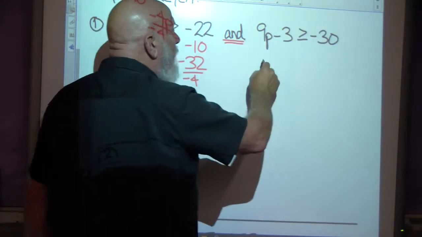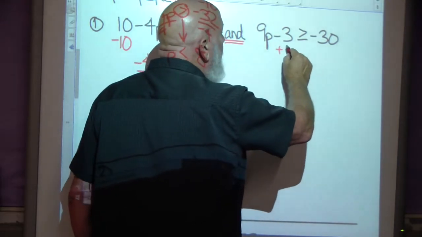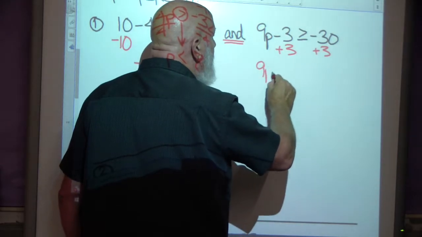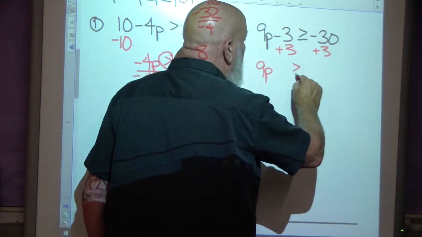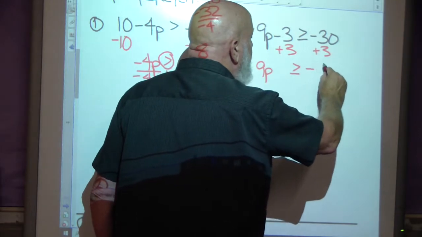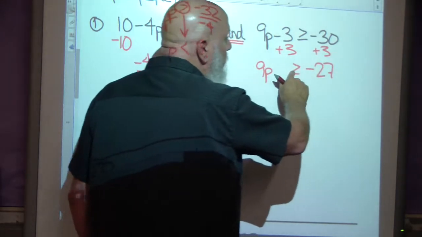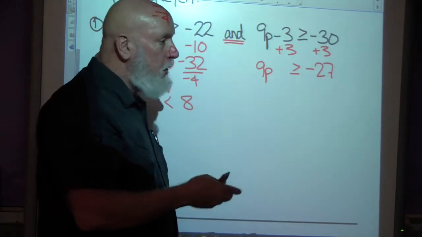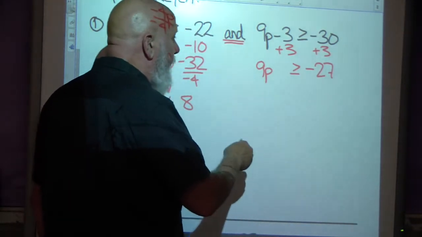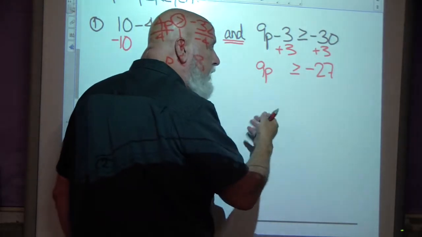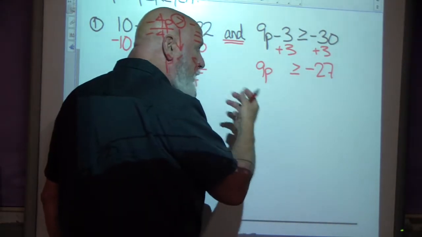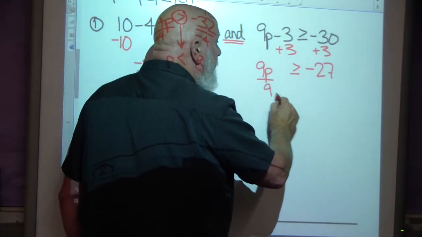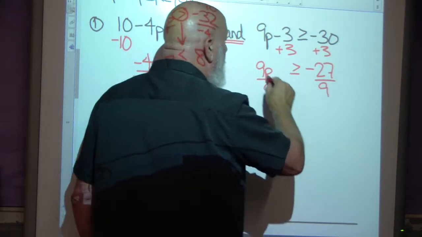And now I'm going to solve this one and try not to make any mistakes. Adding 3 to both sides yields 9p is greater than or equal to negative 27. Now notice I added 3. The only time this changes directions is if you multiply or divide by a negative. You can add and subtract all day long, it won't change the direction. I'm going to divide by positive 9, so that won't change the direction. Only if you multiply or divide by a negative. So I'm dividing by positive 9. That won't change the direction of my inequality.